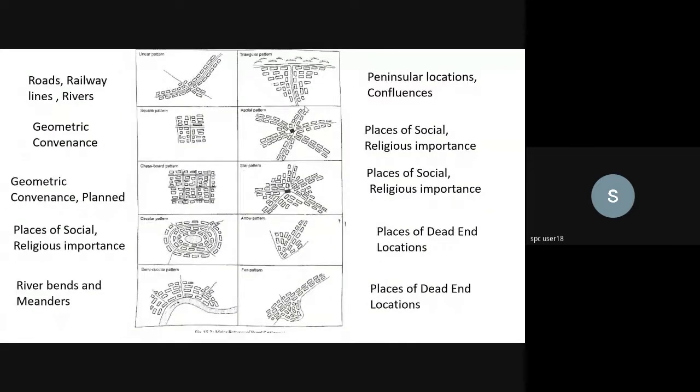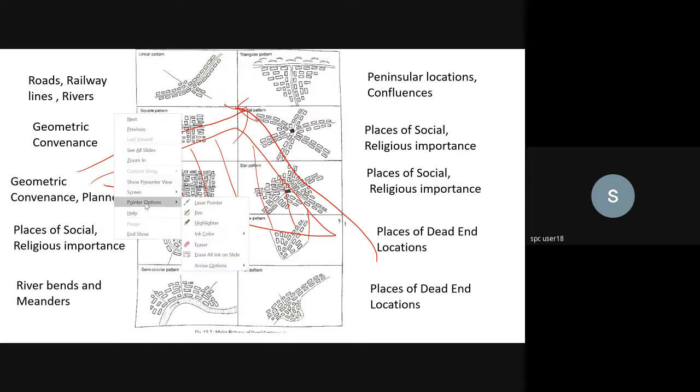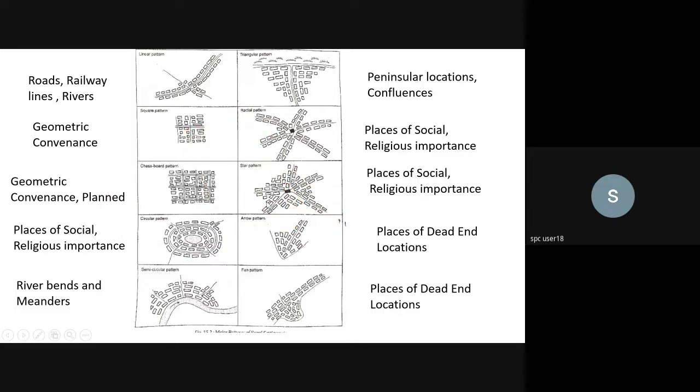or one major river and one minor river, and they meet each other, in the sense you have one river coming this way and the other river coming this way, you'll see that a triangular location will take place here, and obviously this is going to be called a peninsular location because it looks like a peninsula surrounded on around three sides.